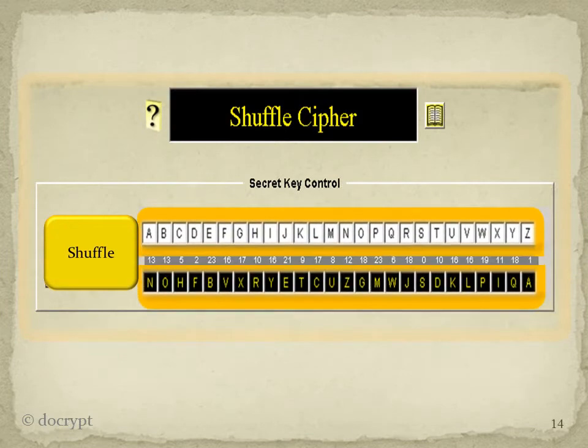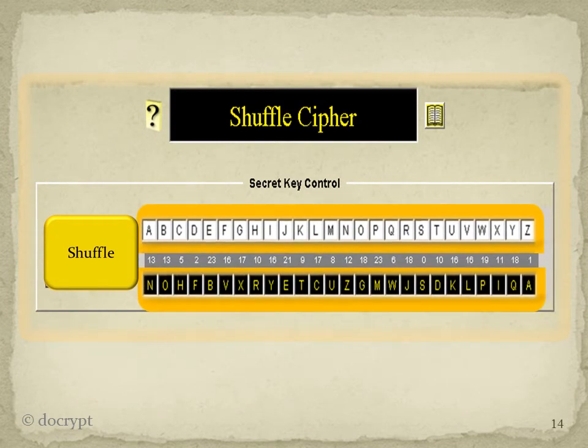Let's take a look at what a shuffle substitution alphabet's key looks like. For this particular shuffle substitution alphabet, 13, 13, 5, 2, etc. A plus 13 is N, B plus 13 is O, etc.